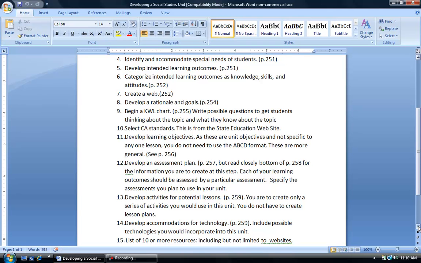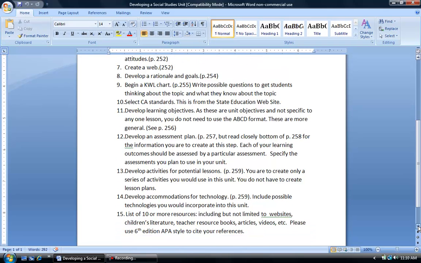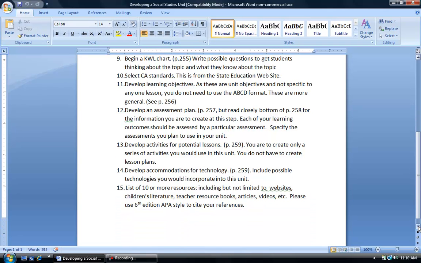Then you are to develop some accommodations for technology, and that's again on page 259 in the textbook. You need to include possible types of technology that you're going to incorporate in this unit, whether it be something you use during the class time or you use after class, so you have sent home in a class newsletter for parents to reinforce at home. It could be an interactive lesson that you're creating. There are many of them for social studies, so that might be part of your unit.